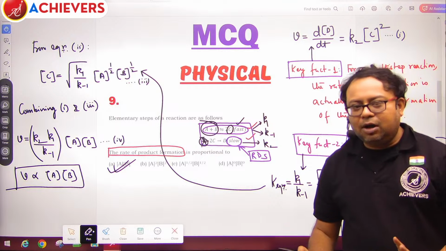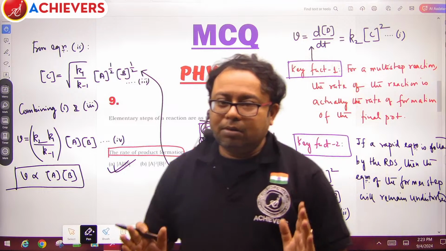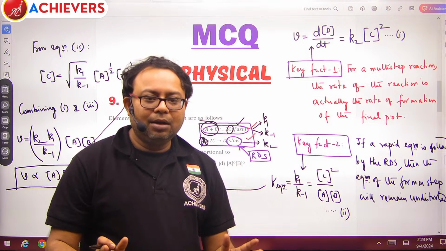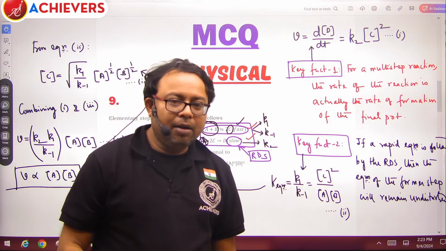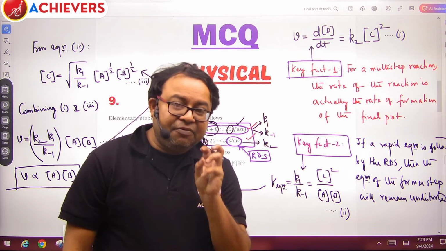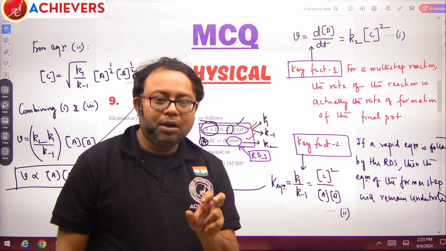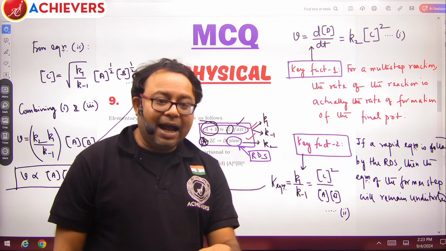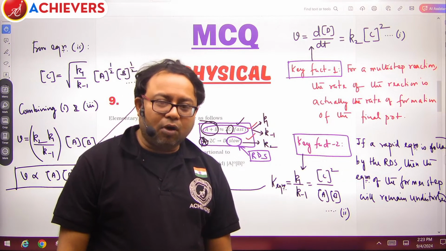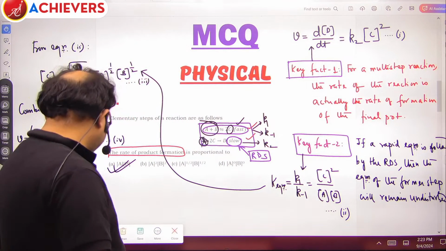So this is a very conceptual problem, but it is a typical problem. The key facts of this problem have to be kept in mind in order to crack it. You have to decipher the meaning at first, then relate that with the key facts, and then you can easily solve this problem. So this is my first question.